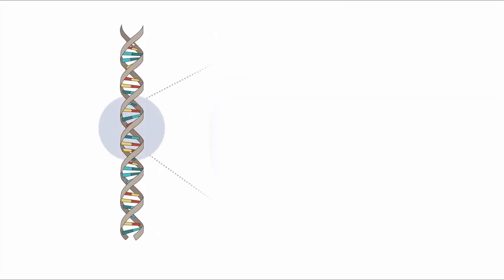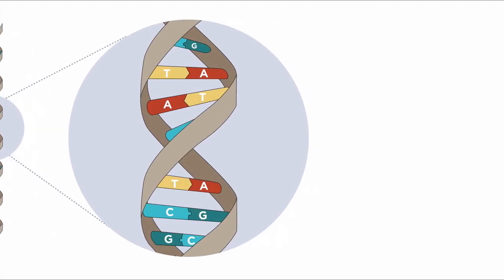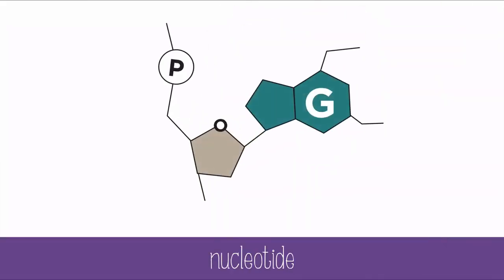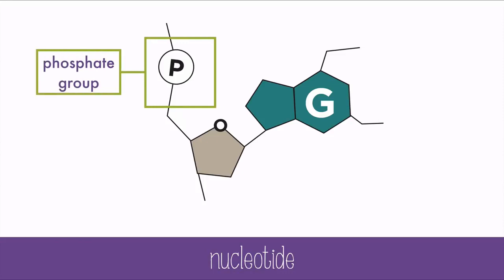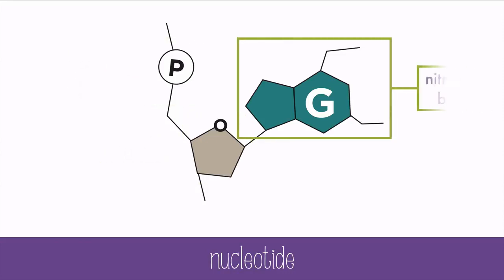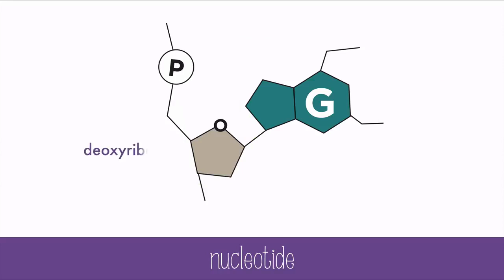The DNA has repeating subunits, and those subunits are called monomers, or nucleotides specifically. The nucleotide has three main parts: a phosphate group, a sugar, and a nitrogen base. In DNA, the name of the sugar is deoxyribose, which is part of DNA's name, and there are 4 nitrogen bases in DNA.